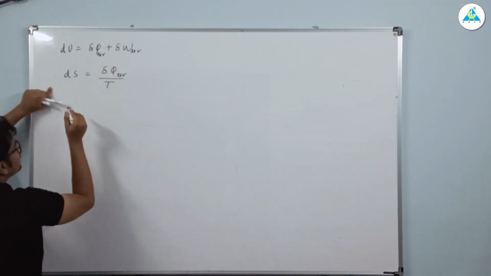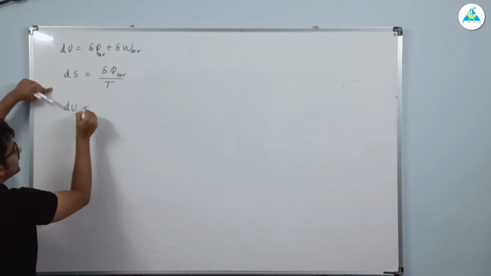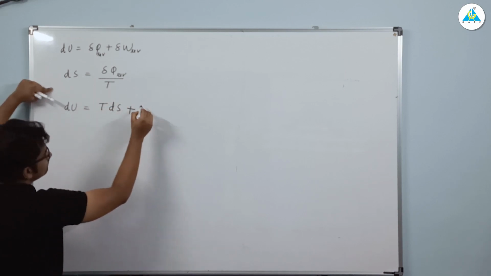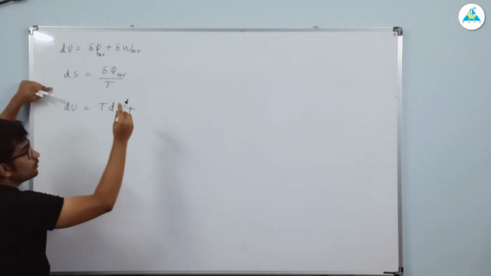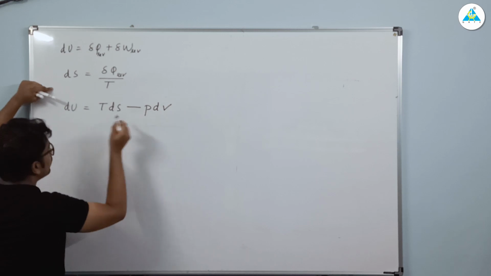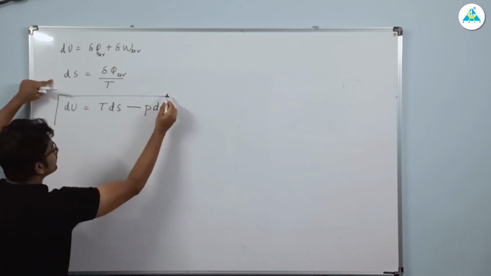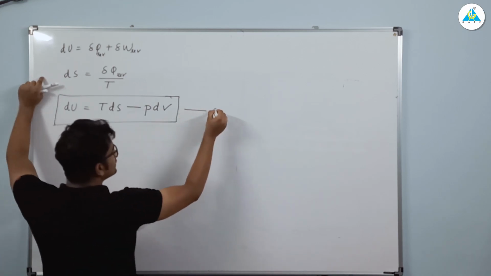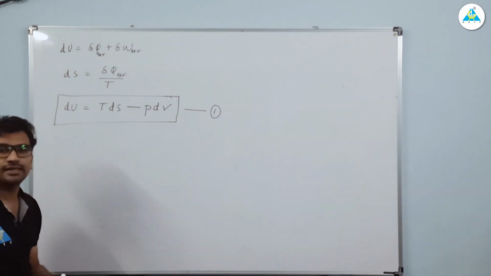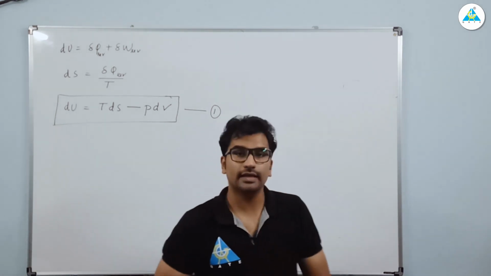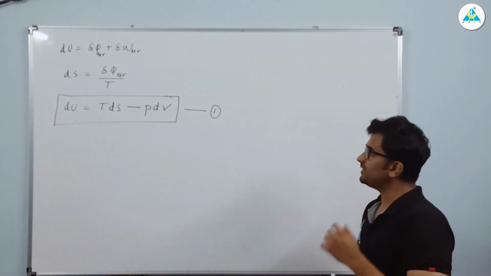So instead of del Q reversible, can I write it as TdS plus reversible work done? What is the equation for reversible work done? Minus PdV according to us. So this is relation 1 for us. TdS minus PdV. Clear? This is relation 1 for us.